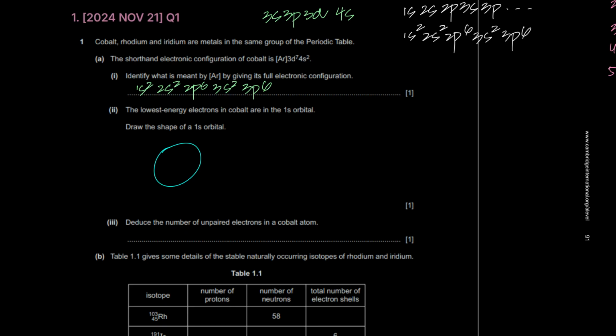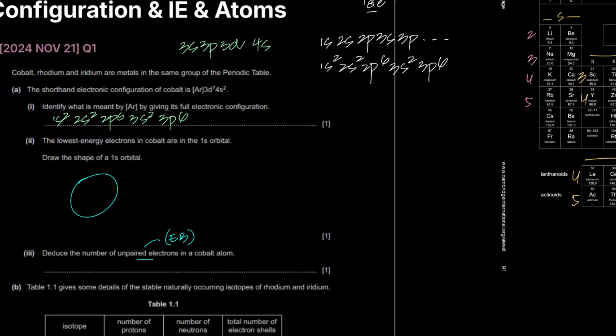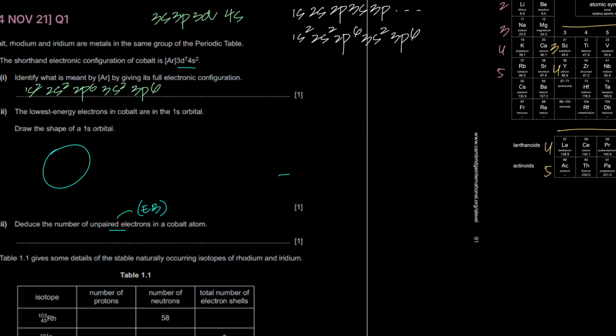Now deduce the number of unpaired electrons in a cobalt atom. In order to figure out how many unpaired electrons there are, you need to know the electron in box diagram. I call it the EB diagram, right? So if you look at cobalt, I'll just expand this. So you have the 4s, good stuff. That's the 4s. And then in the 3d, you actually have 1, 2, 3, 4, 5. So you have 5 orbitals in the 3d, because you know that the 3d can hold up to a maximum of 10 electrons, and each orbital holds a maximum of 2 electrons. So in total, you have 5 orbitals for the 3d.